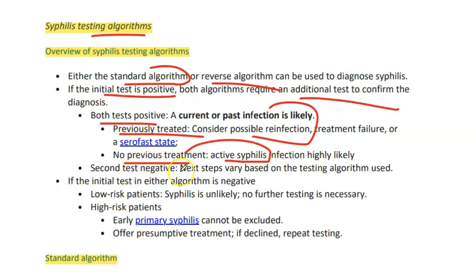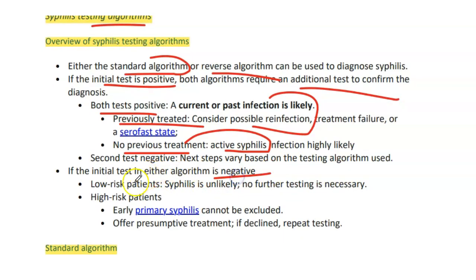If the second test comes back negative, the next step varies based on the algorithm. If the initial test in either algorithm is negative and the patient is low risk, syphilis is unlikely. If the patient is high risk, early primary syphilis cannot be excluded. Offer presumptive treatment, and if declined, repeat testing.